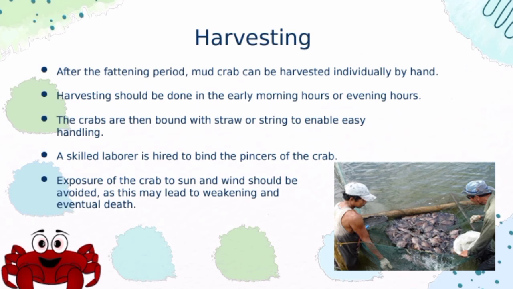Remember that exposure of the crab to sun and wind should be avoided as this may lead to weakening and eventual death. So it must be kept in moist conditions. Kaya nga sa umaga and gabi yung recommended time for harvesting. The expected survival rate of crabs in ponds would be 70 to 80%. The water crabs encountered in the final harvest can be utilized for fattening purposes.